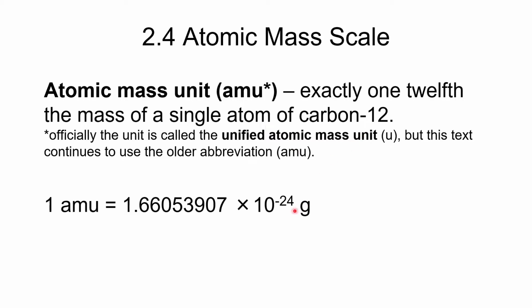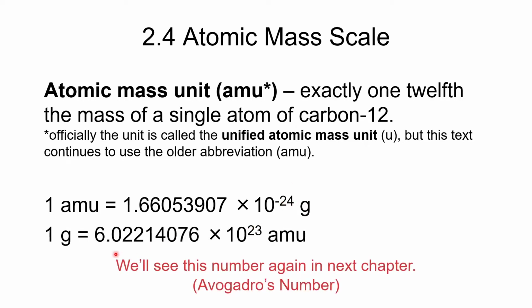All right, well, 1 AMU is approximately 1.66053907 times 10 to the negative 24 grams. It's very, very small. And 1 gram, and this one really is approximate, and I'll explain why that is later, is 6.022140076 times 10 to the 23rd AMU. And it's just a reciprocal of the number that's up on top. If you put this number in the calculator and take 1 over it, you will get this number. And that is Avogadro's number, a number that we will talk about in great detail in the next chapter, Chapter 3.